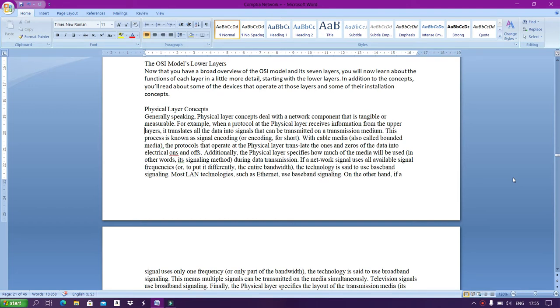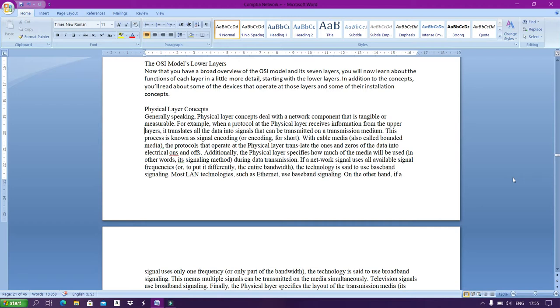Generally speaking, physical layer concepts deal with a network component that is tangible or measurable. For example, when a protocol at the physical layer receives information from the upper layers, it translates all the data into signals that can be transmitted on a transmission medium. This process is known as signal encoding. With cable media, the protocols that operate at the physical layer translate the ones and zeros of the data into electrical ons and offs.